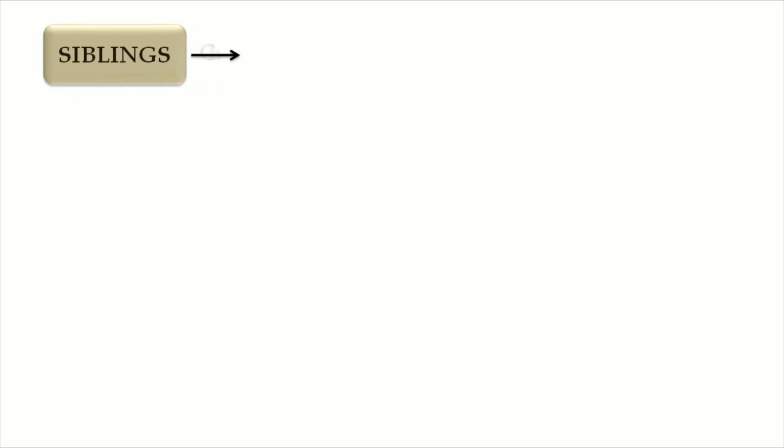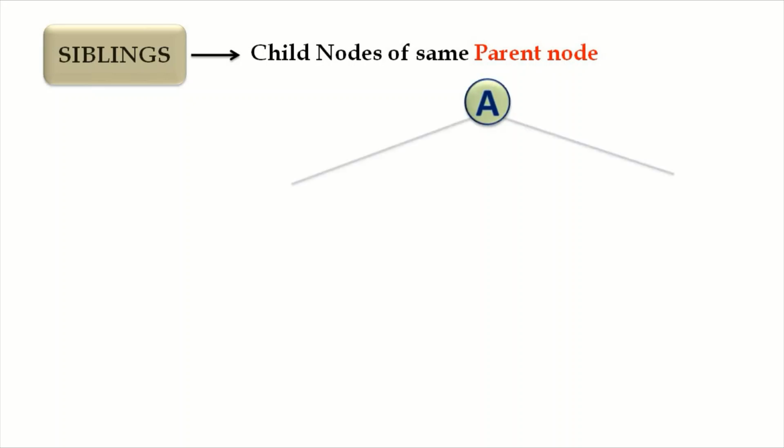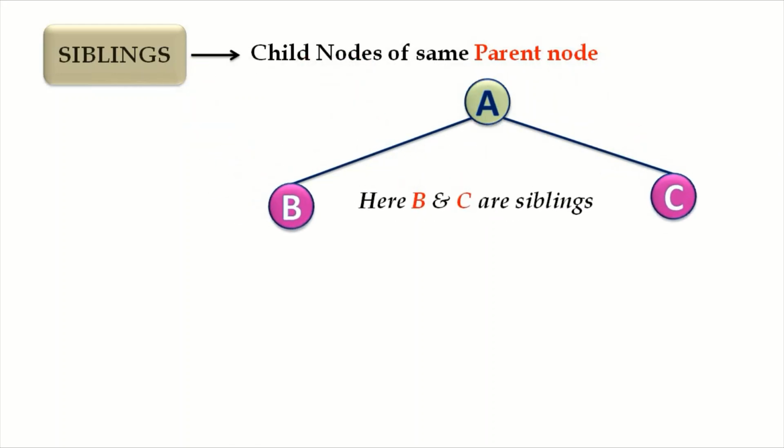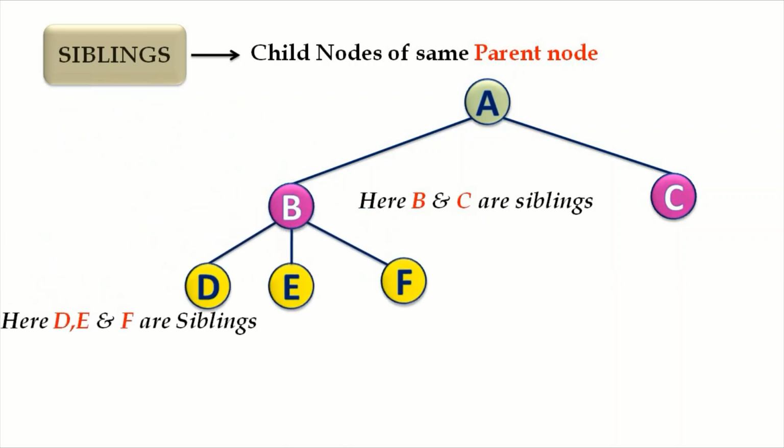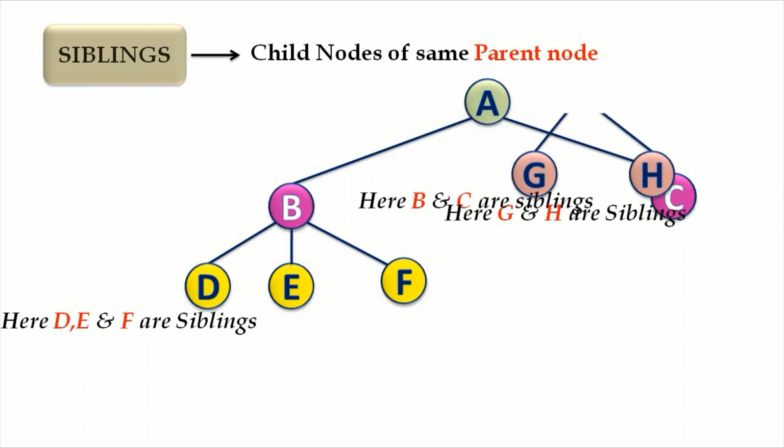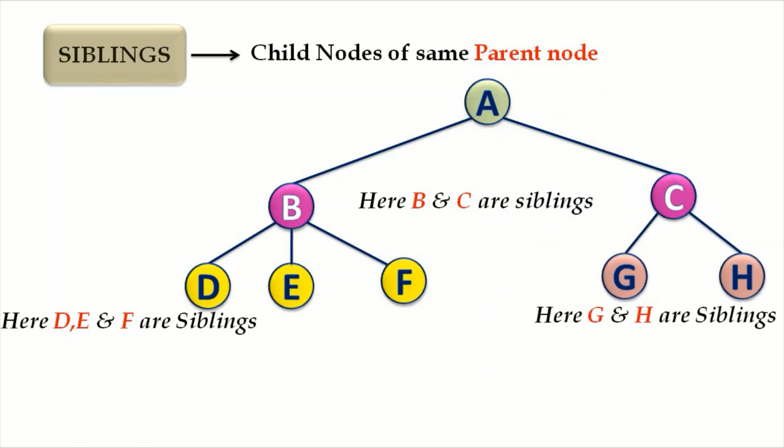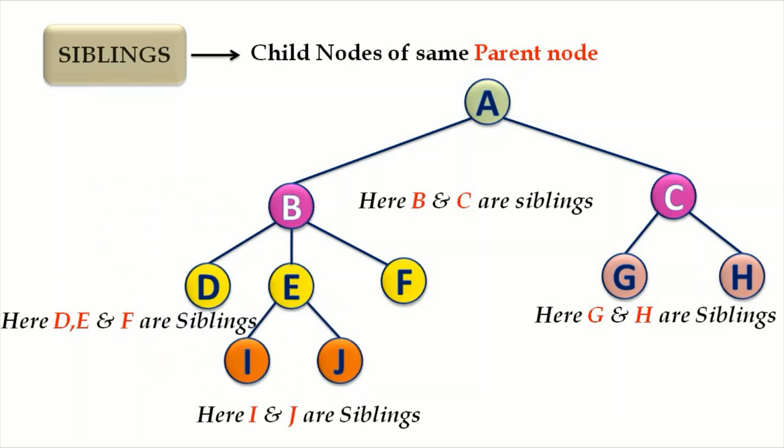Next, siblings. Child nodes of the same parent node are called siblings. So let us identify siblings in a tree. Here A is a root node further connected with two children B and C. Here B and C are siblings. B and C are child nodes of the same parent node A. D, E, F are siblings because D, E, F are the child nodes of the same parent B. G, H are siblings. G and H are the child nodes of the same parent C. I and J are siblings, child nodes of the same parent E. Here K is an individual child.